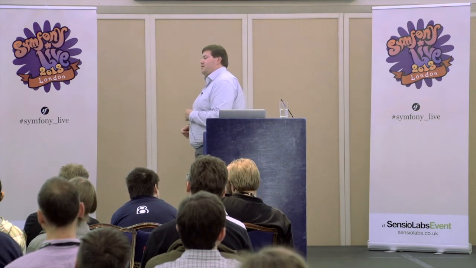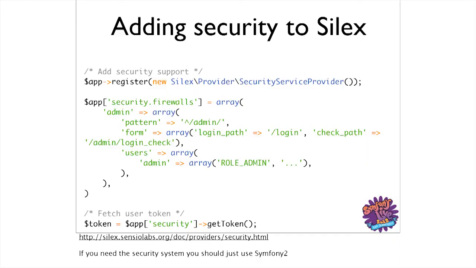So security. I used to say that you shouldn't use Silex if you need security. I've since backtracked on this one a little bit. It's really straightforward to do in Silex. You simply register the security service provider, register a firewall, and then you can use app security to get a user's token or identifier. This is really convenient if you're building a simple REST API and you want to use something like OAuth security on top. It's very easy to apply here. But, well, I'll just get to it later.